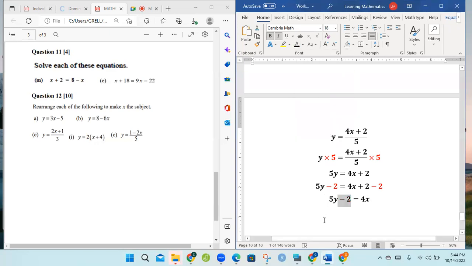Now we have to divide by 4 to cancel out 4. Since we have a 5Y and a -2, we place them in brackets. So when we divide by 4, because 4 is multiplying, we divide by 4 to cancel it out on the left. We divide both the 5Y and the -2, closed in a bracket, by 4. So you are left with X, because 4 divided by 4 is 1. So X is equal to 5Y minus 2 divided by 4.